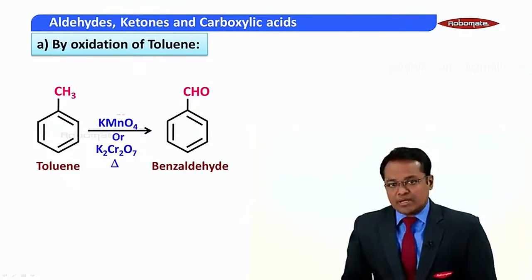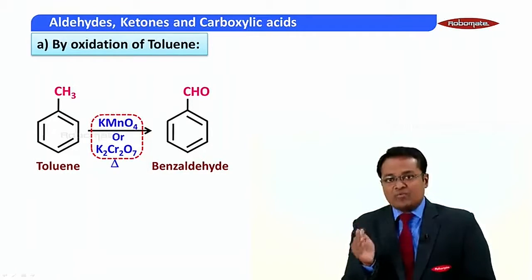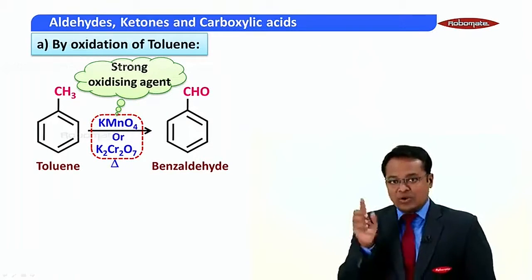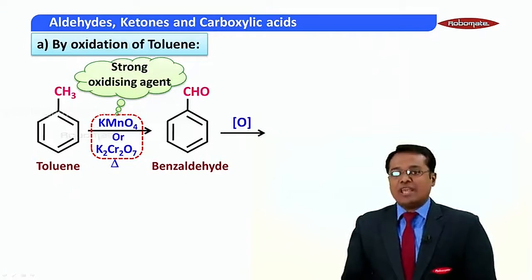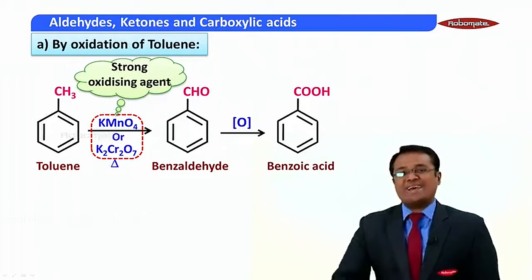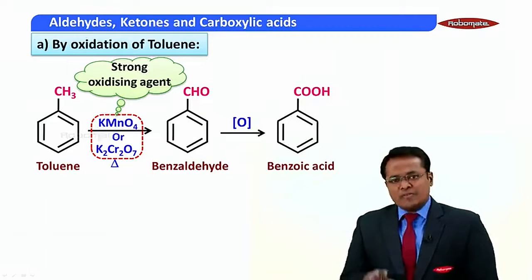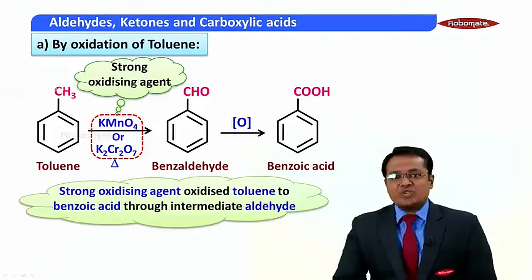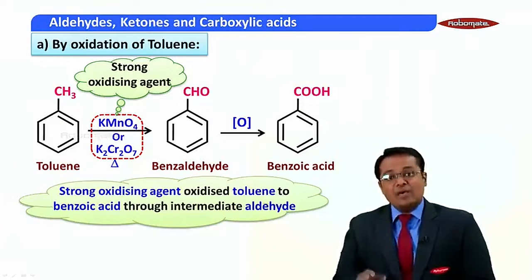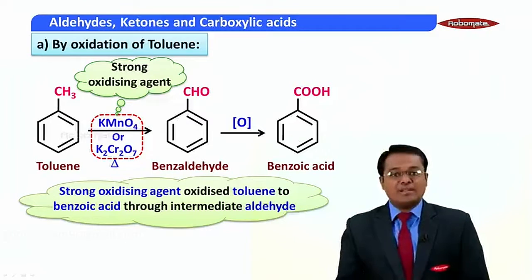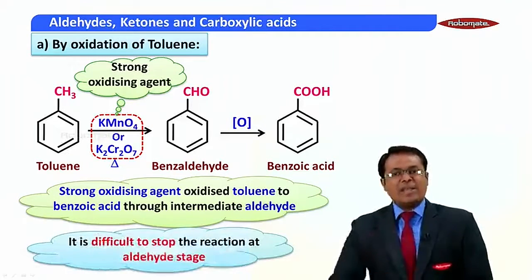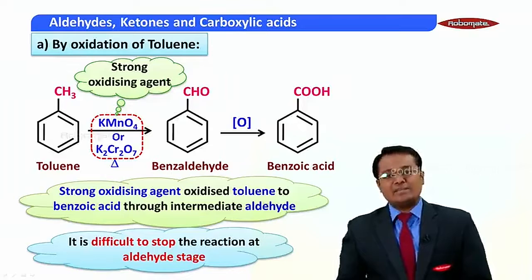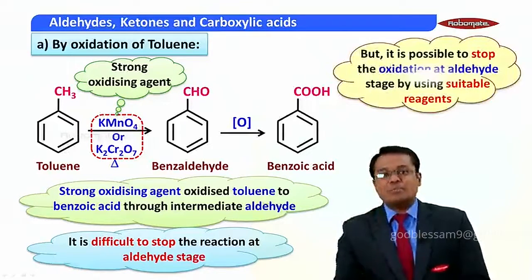But students, remember, the oxidizing agents we are using, KMnO4 or potassium dichromate, are strong oxidizing agents. Because of that, further oxidation will take place and you will get benzoic acid. So toluene is getting directly oxidized to benzoic acid, where the intermediate formed is an aldehyde. That means in this reaction, it is difficult to stop the reaction at the aldehyde stage. But remember, it is not impossible.